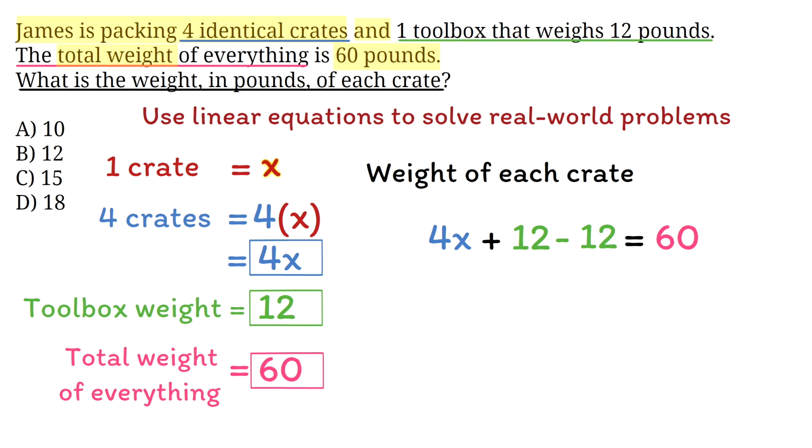First, subtract 12 from both sides to move the constant. This cancels out. 60 minus 12 is 48. So we have 4x equals 48.